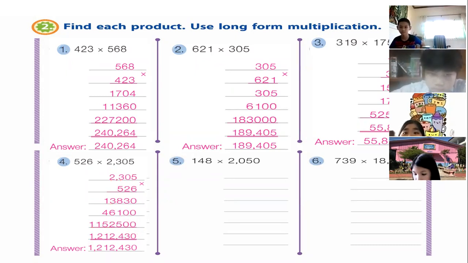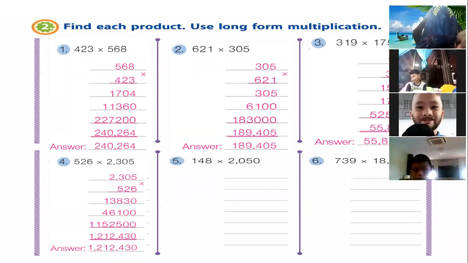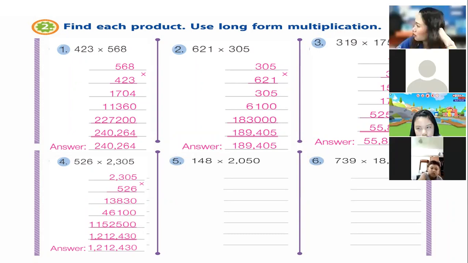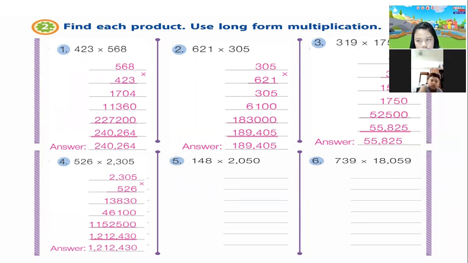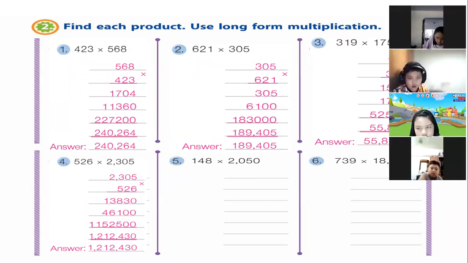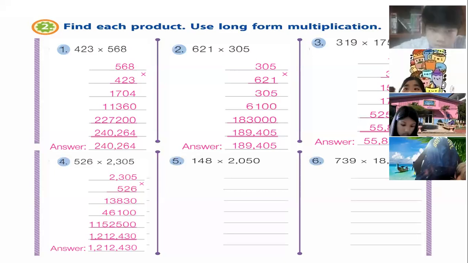Now, question number 5. Sunday, did you find the answer? Question number 5. Yes. All right, what's your answer? 303,400. Very good.